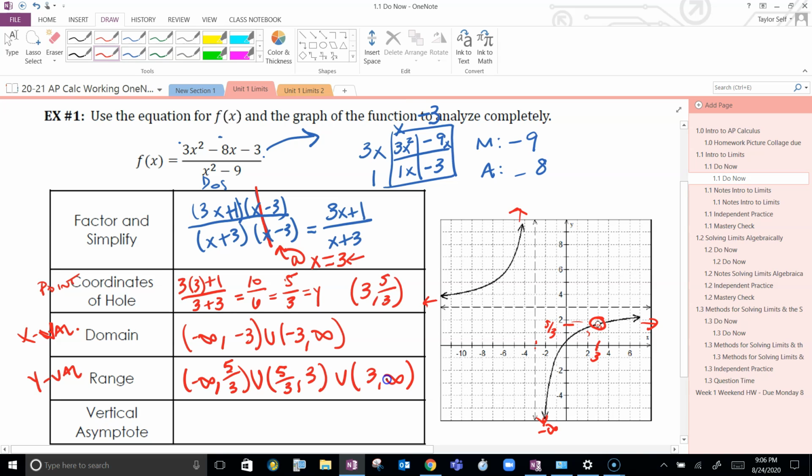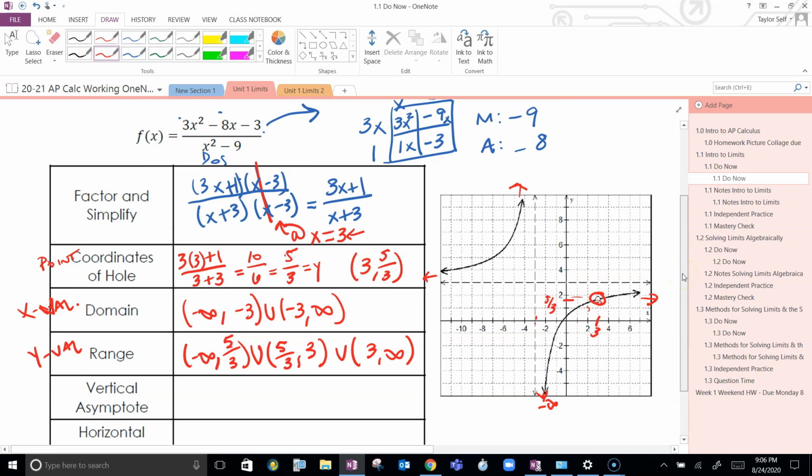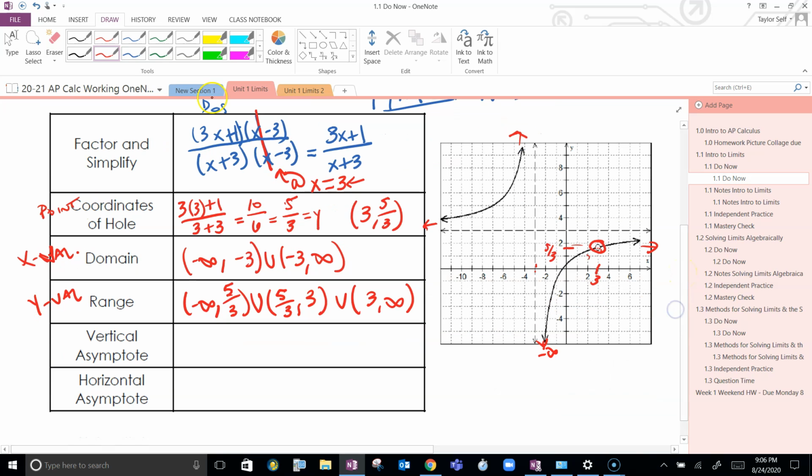Sweet. All right, last thing, vertical asymptote, or last two things, sorry. Our vertical asymptote happens at x equals, it crosses the x-axis, so that's how you know you're going to write x equals negative 3. So that's our vertical asymptote. And our horizontal asymptote happens to cross the y-axis, and it happens at y equals 3. So we're going to put that there. Y equals 3. Sweet.